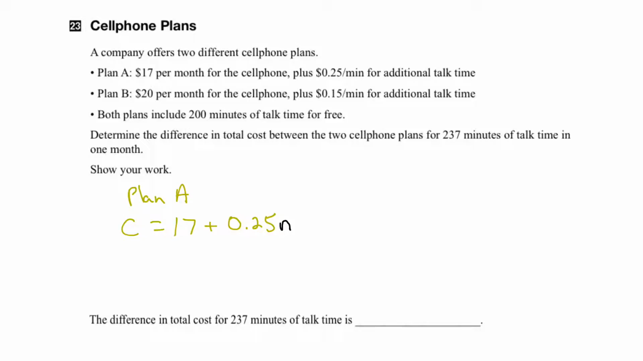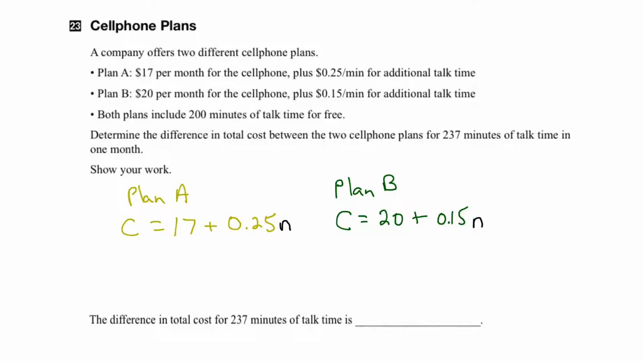All right, next let's break down Plan B. So for Plan B, we spend $20 per month and then 15 cents per minute for additional talk time. So the total cost for Plan B would be the $20 per month plus the 15 cents, or 0.15, times the additional minutes. And again, this would be the same variable N to represent those additional minutes.